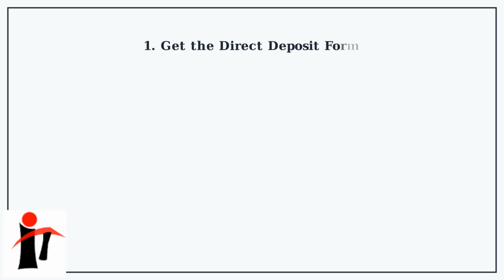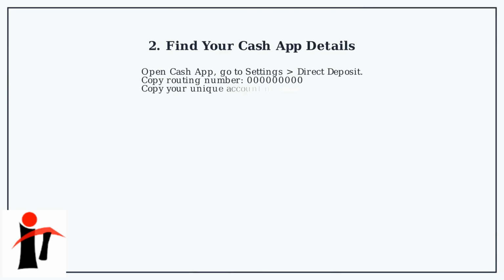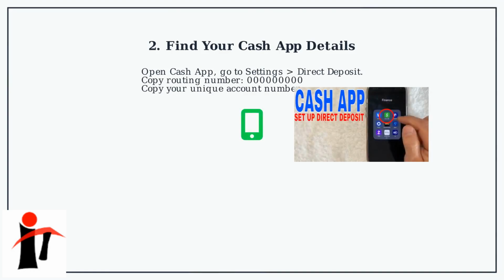First, get the direct deposit form from your employer or payer. This is often a PDF file or an online portal they provide. To get your Cash App details, open the Cash App on your phone, navigate to Settings, then Direct Deposit.